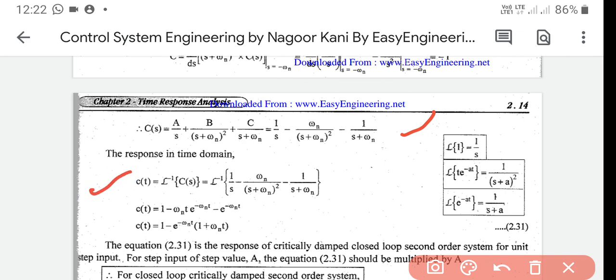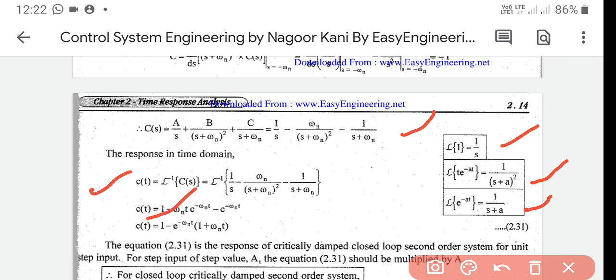So for each and every term, what is the Laplace transform of 1? It is nothing but 1 by s. Laplace transform of t into e power minus a t is nothing but 1 by (s plus a) whole square. Laplace transform of e power minus a t is nothing but 1 by (s plus a). So if you are going to apply the inverse Laplace transform for this, inverse Laplace transform of 1 by s is nothing but 1. Now what is the second term?